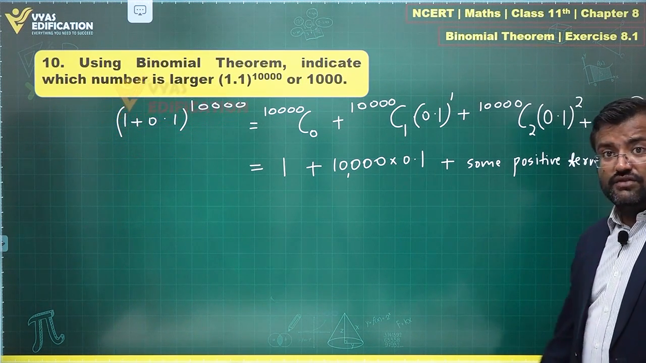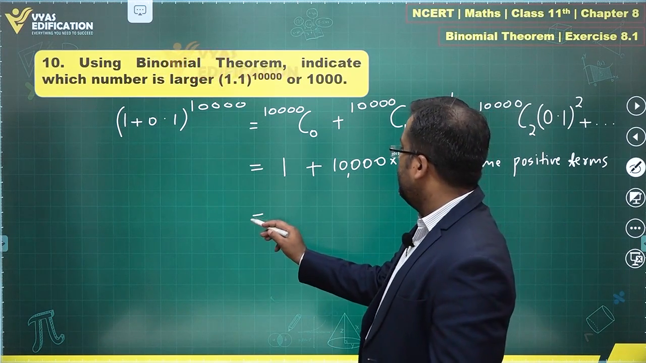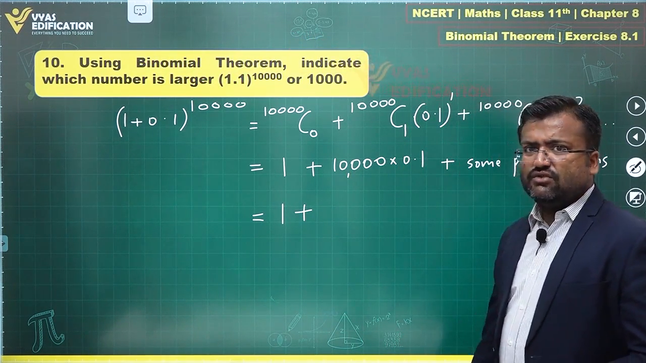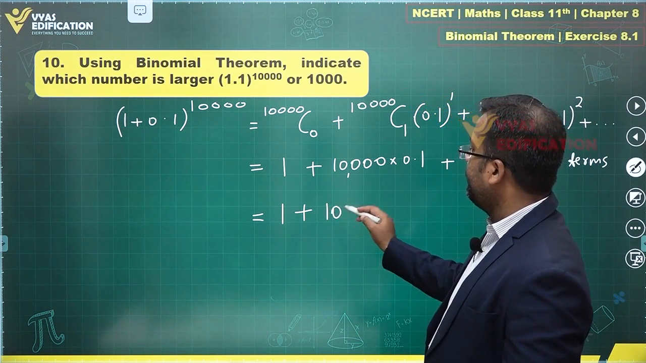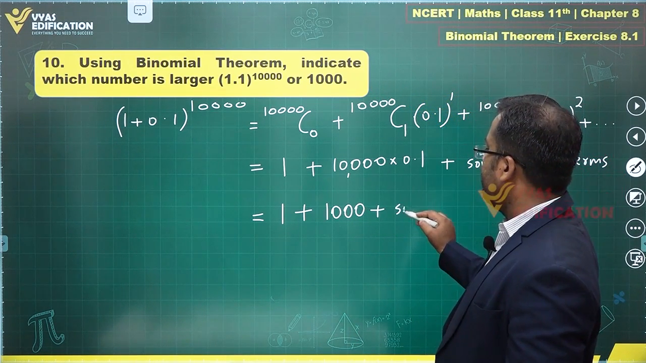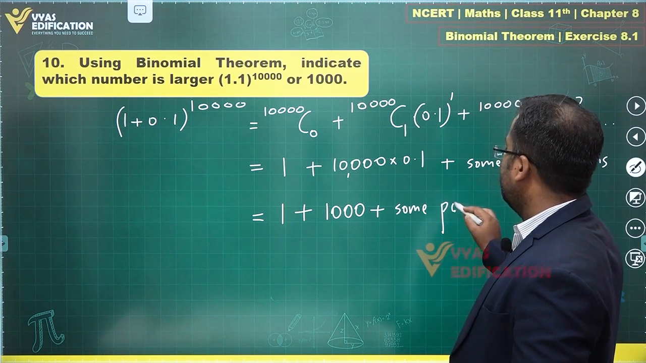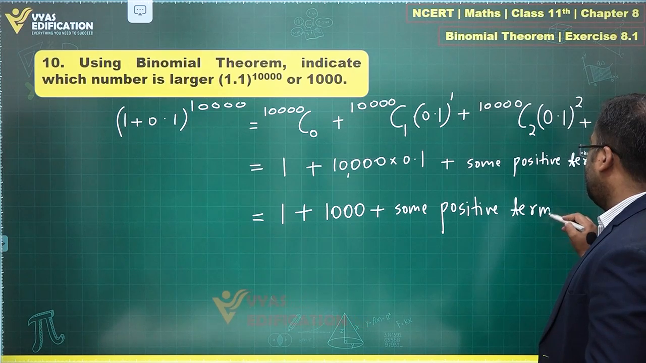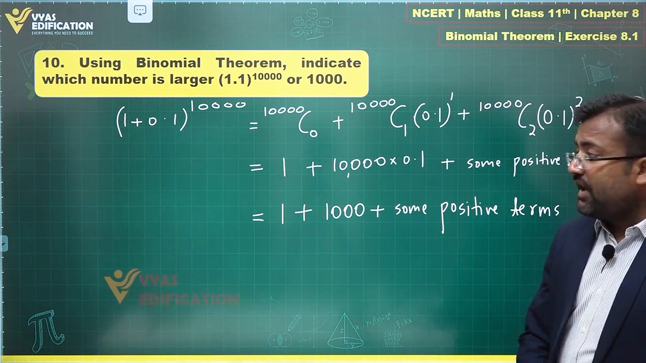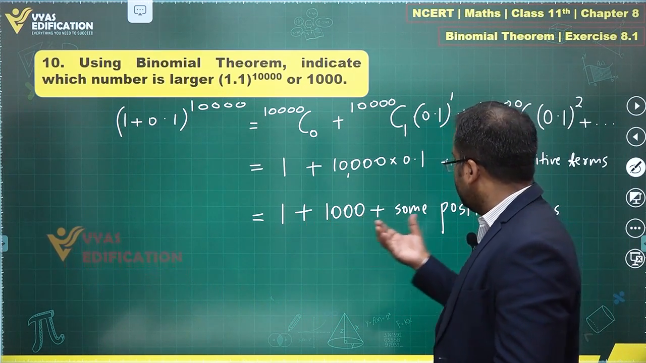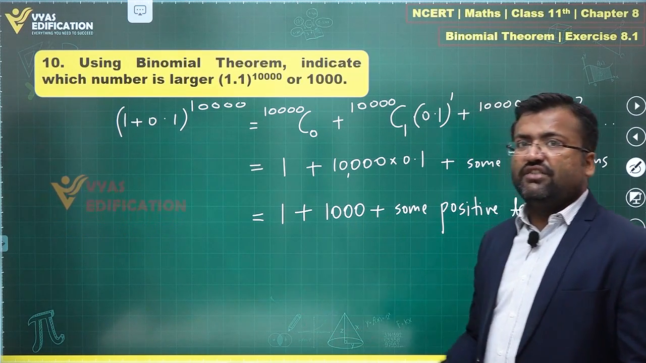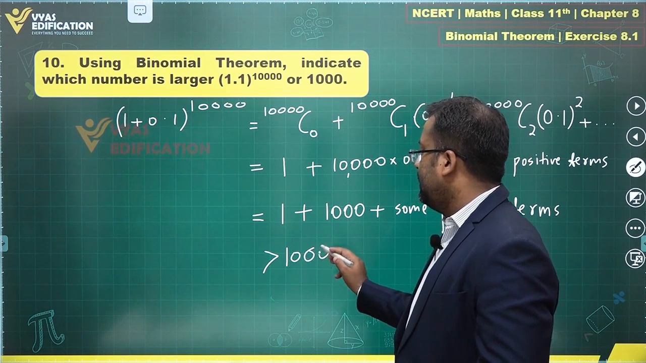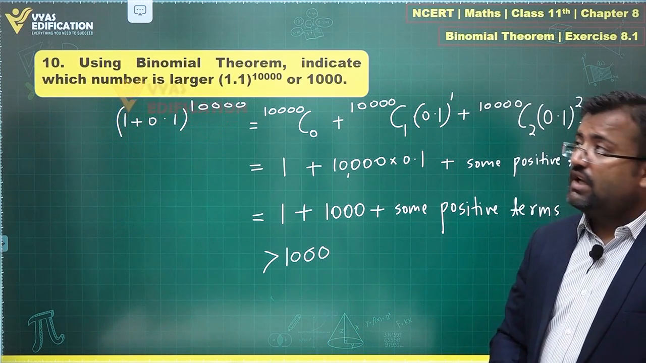This is what you have. You have some more positive terms. This is 1. Plus, what is this? This is 10,000 into 0.1 is actually 1,000. Plus some positive terms. Yes, yes. Now, can you observe that 1 plus 1,000 plus some positive terms, or 1,000 plus some positive terms is actually greater than 1,000? Yes or no? Yes.